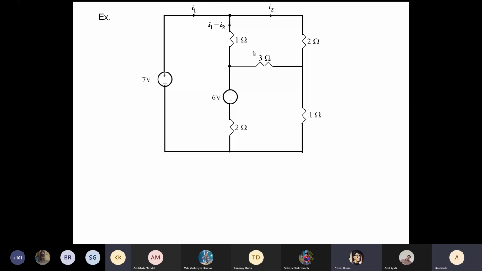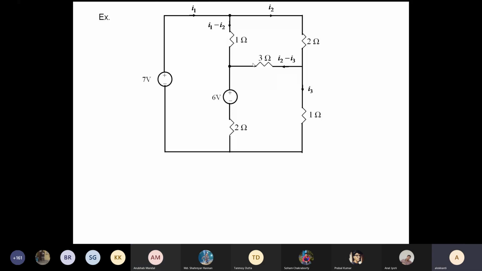Okay, so as soon as it is I1 and I2, obviously at this node the current becomes I1 minus I2. And similarly, if through this 1 ohm resistance I consider the current to be I3, then at this node what happens? I2 is coming and I3 is going in this. So through the intermediate 3 ohm resistance, the current is I2 minus I3.